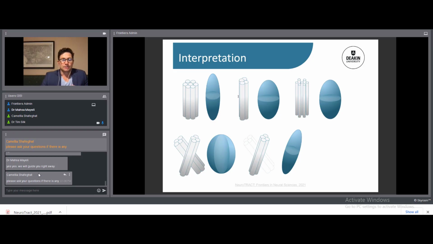So in the example on the bottom left there, where you've got these crossing fiber bundles, you also have a lower FA compared to the one at the top, even though it doesn't speak to the integrity, if you like, of those two crossing fiber bundles. It's the mere fact that the diffusion direction is averaged across two different directions.